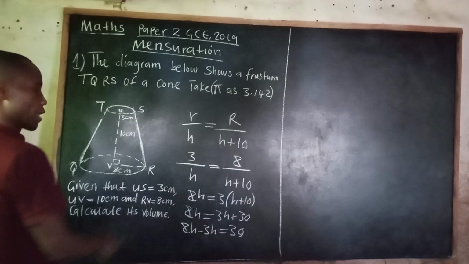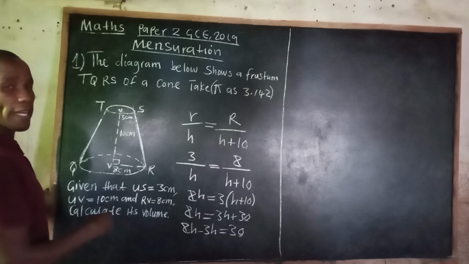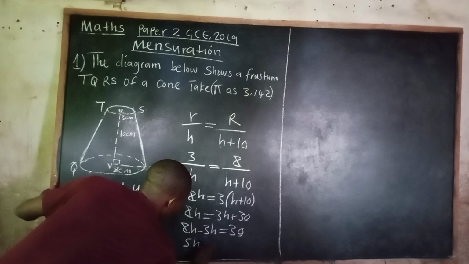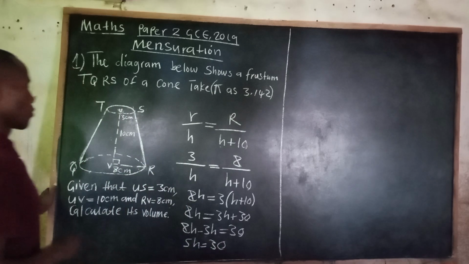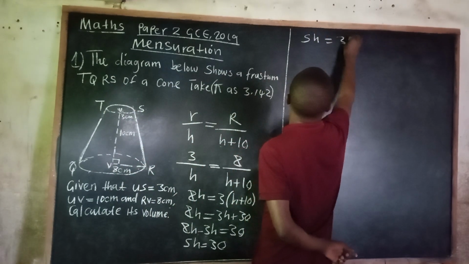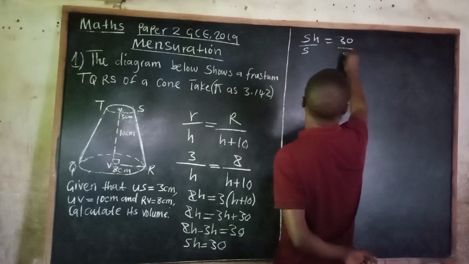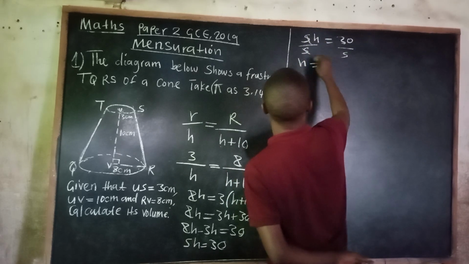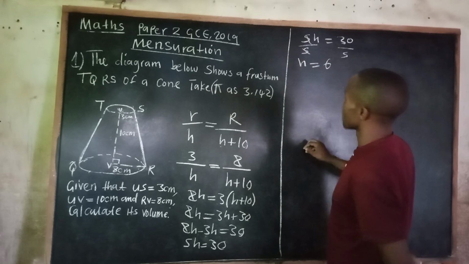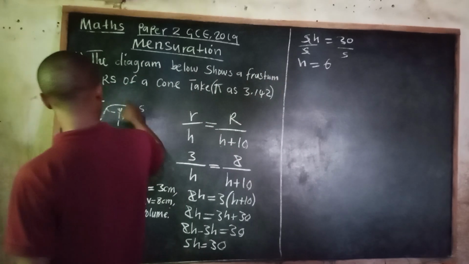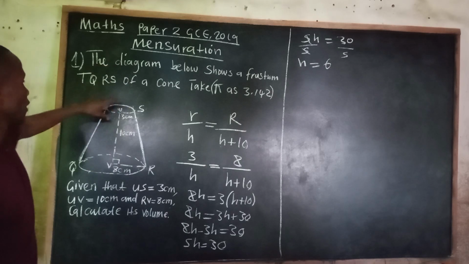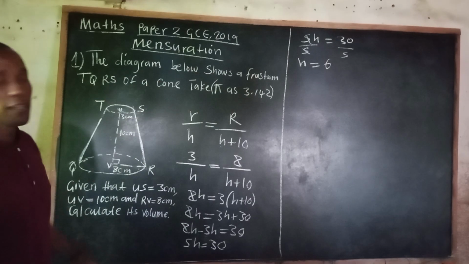Then when we subtract 8h minus 3h, we are going to have 5h equals 30. So from there, for us to remain with h, we need to divide by 5 on both sides. So 5 into 30, the answer is 6. So the height here is 6. The height from here to that small cone, which is not seen here, it is invisible, it was cut, so it was 6 centimeters.